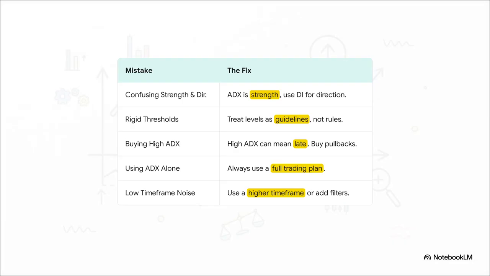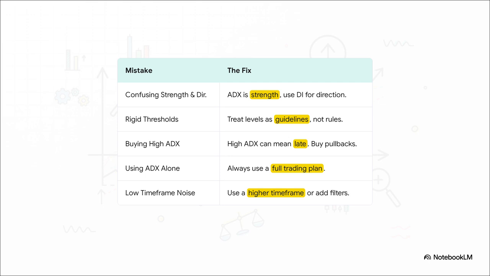Number 1, the big one, confusing strength with direction. Say it with me. ADX is strength only. It's your speedometer, not your GPS. Number 2, treating those levels, 20, 25, 50, like they're magic numbers. They're not. They're guidelines. Some markets might need a 22 or a 28. Test it for yourself.